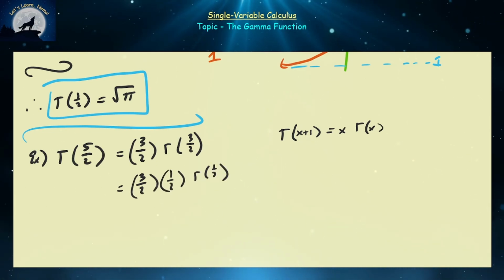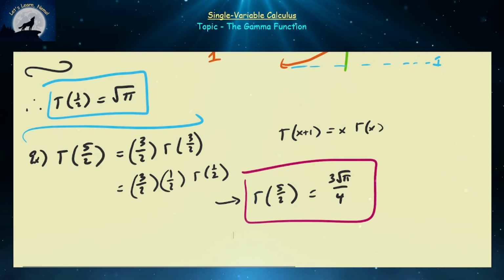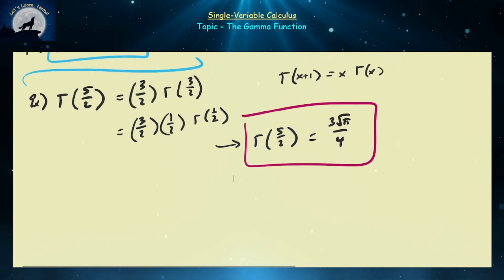And you're like, okay, great. I know what 3/2 times 1/2 is. That's just going to be equal to 3/4. And I know what gamma of 1/2 is. That's just going to be the square root of pi. So therefore, we see that the gamma of 5/2 will just be equal to 3 square roots of pi over 4. Isn't that beautiful?